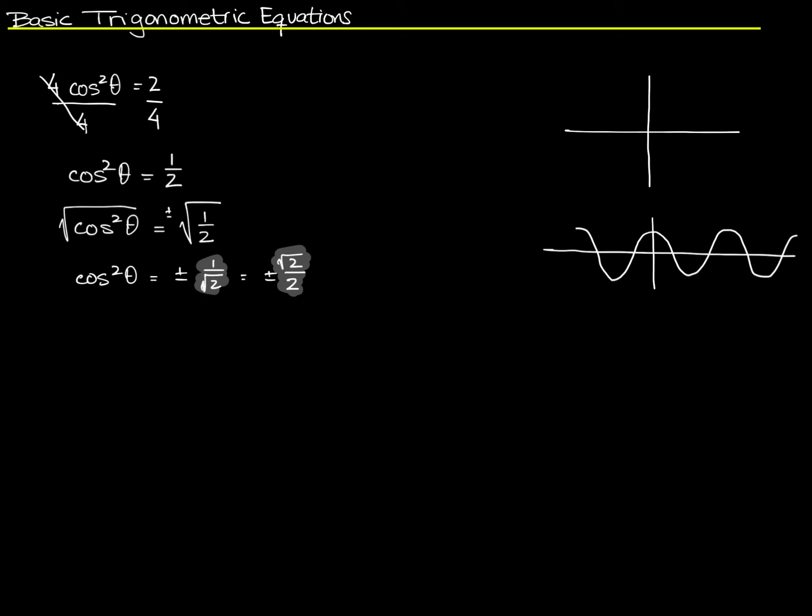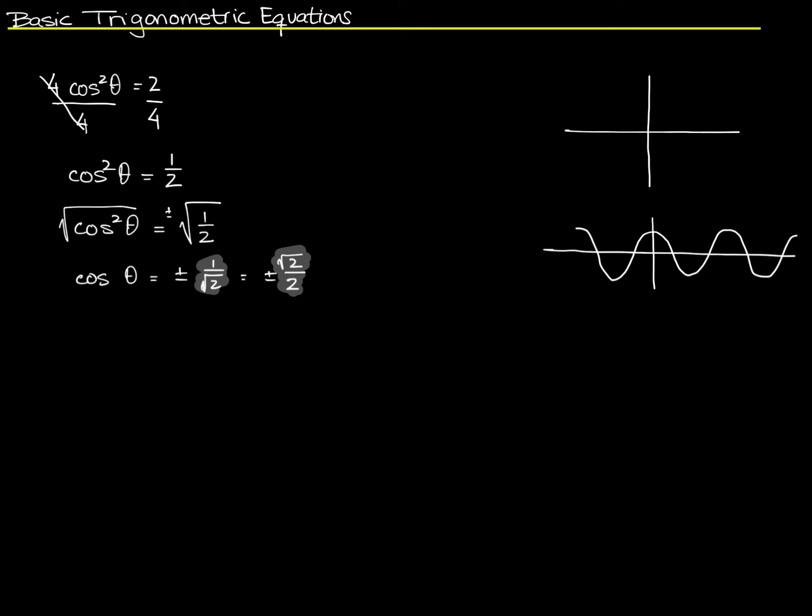Now, I've made a mistake here. I took the square root of cosine squared, and I forgot to unsquare. So let me get rid of that. So now I know that the cosine of theta is 1 over the square root of 2, or the square root of 2 over 2. Actually, it's plus or minus that, but we'll start with just the positive one.